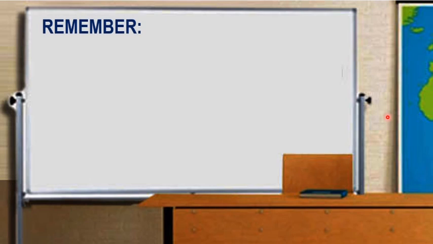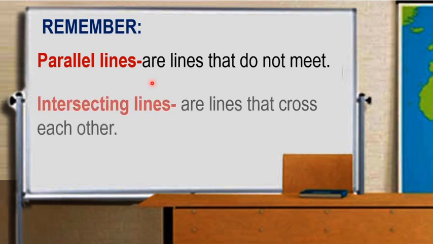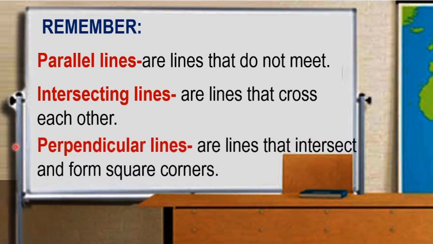Let us always remember that parallel lines are lines that do not meet. Intersecting lines are lines that cross each other. And perpendicular lines are lines that intersect and form square corners.